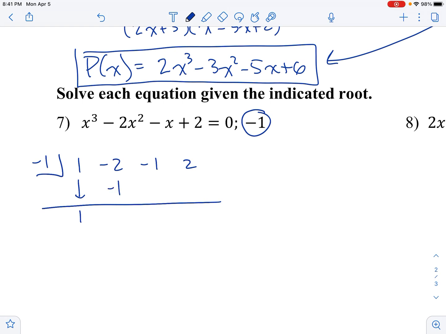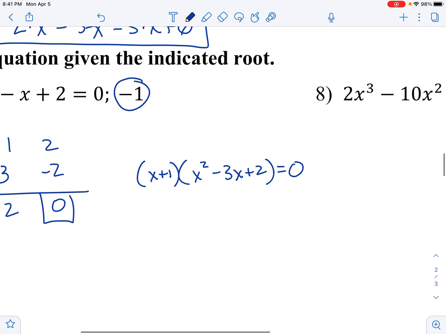So let's see. I'm going to have -3. I'm going to have 3. That's going to give me 2, and that's going to be good. Okay, good. I got 0 as a remainder. Remember what this means. This means that my equation is now factored as x plus 1 times x squared minus 3x plus 2. They asked me to solve this. This is equal to 0.